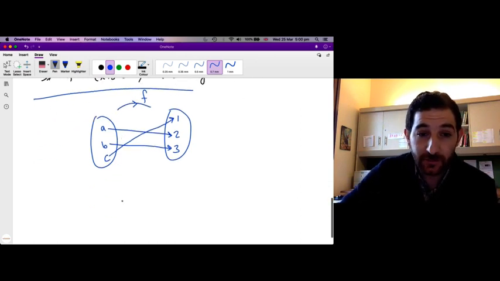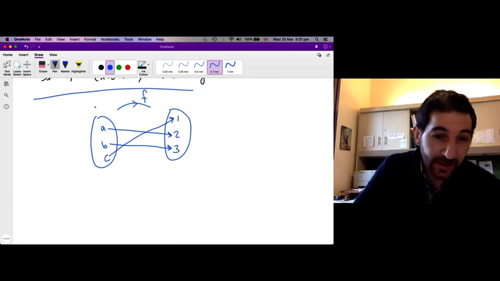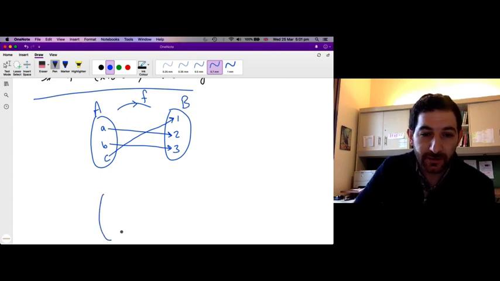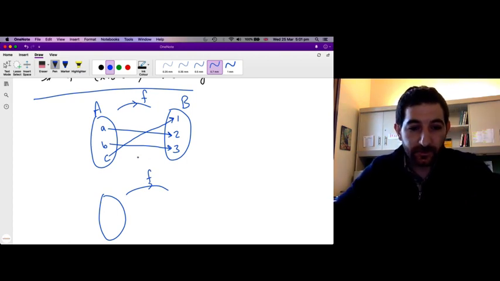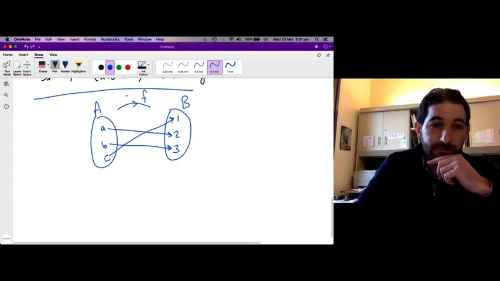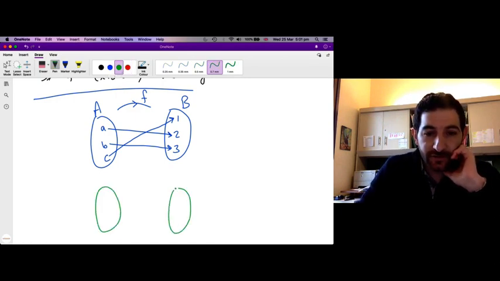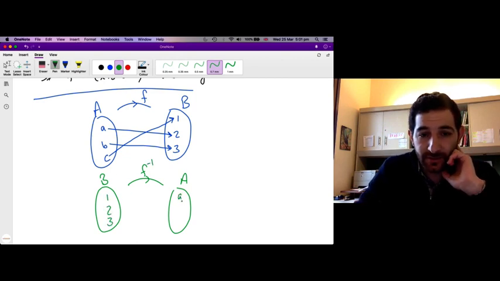Since f is a bijection, we expect f to have what? To have an inverse. So if we call this set A, and this set B, then we expect f inverse. Let me use another color for the inverse. We expect f inverse to be from B to A. So this is f inverse. B is the set of 1, 2, 3, and A is the set of A, B, C.